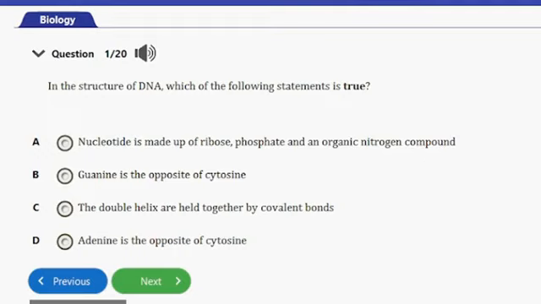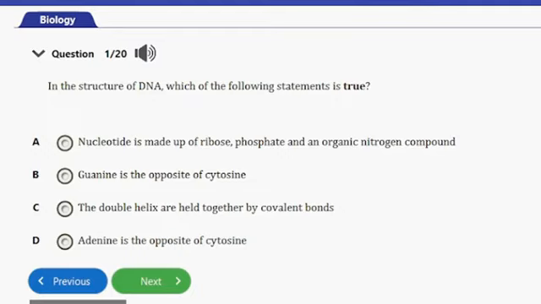In the structure of DNA, which of the following statements is true? A. Nucleotide is made up of ribose, phosphates, and an organic nitrogen compound. B. Guanine is the opposite of cytosine. C. The double helix is held together by covalent bonds. And D. Adenine is the opposite of cytosine.